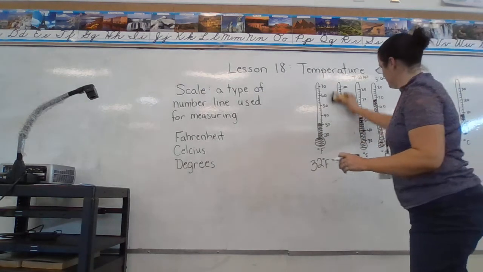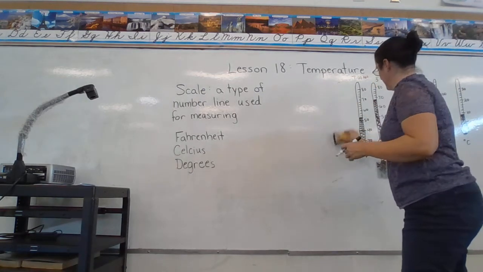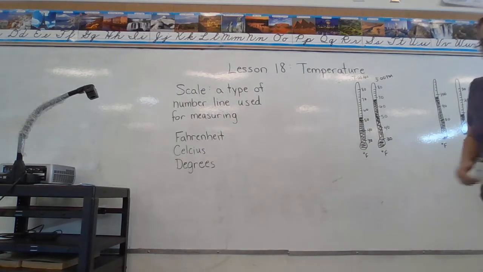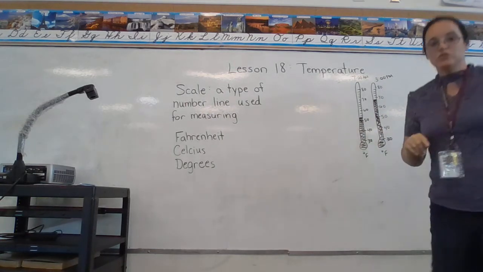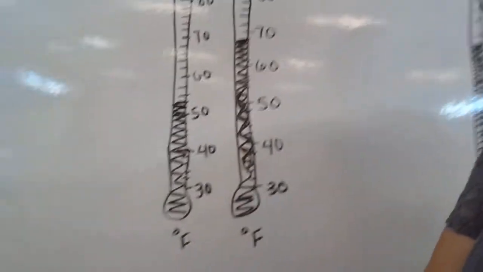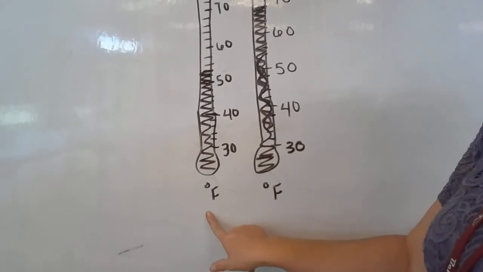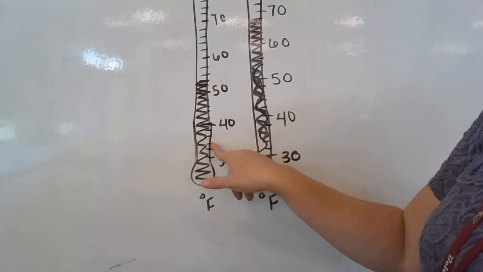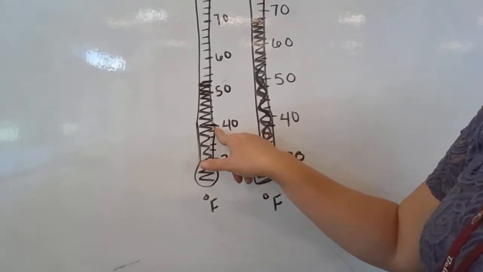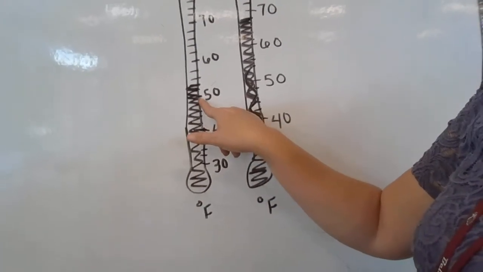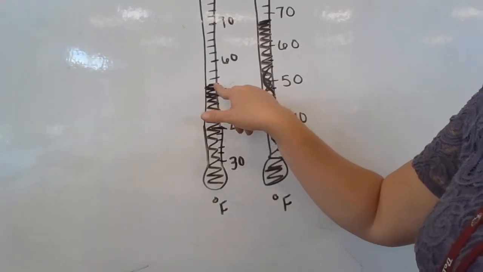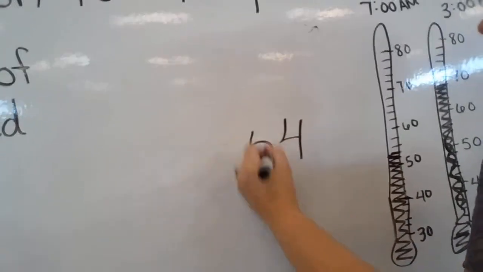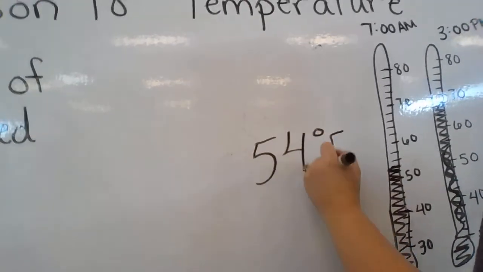I'll get rid of these so we can have the workspace. In order to solve this problem, first we need to know what these two temperatures are. So let's get up nice and close. And looking at the 7 a.m., once again, counting by twos, we can check that by saying 32, 34, 36, 38, 40. So here we have 50, 52, 54. So this temperature is 54 degrees Fahrenheit.